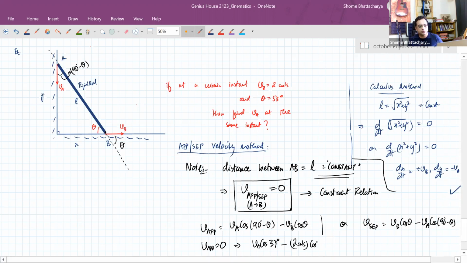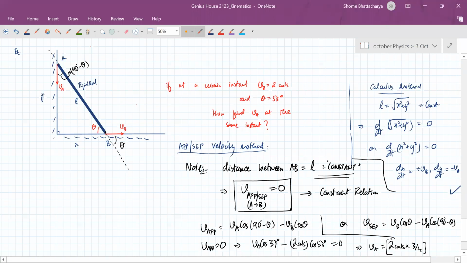So no chain rule, no differentiation, all that is done now. So VA we can see is 2 centimeters per second into 3 by 4, since cos 53 is 3 by 5 and cos 37 is 4 by 5. So we've been using this method till now to solve problems.